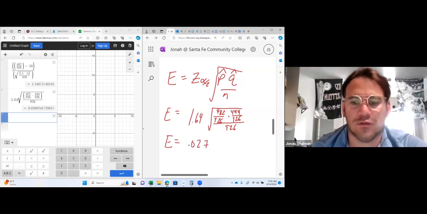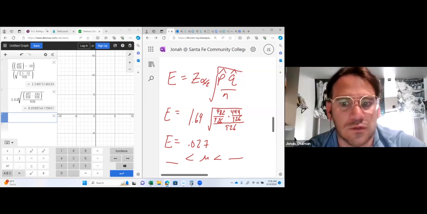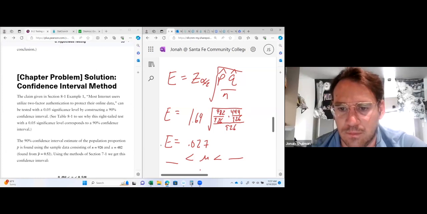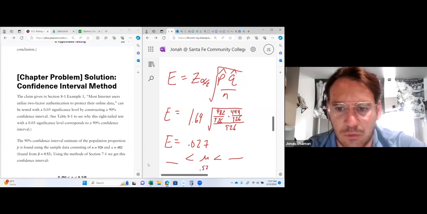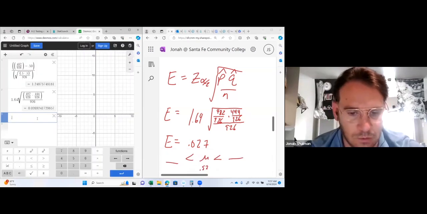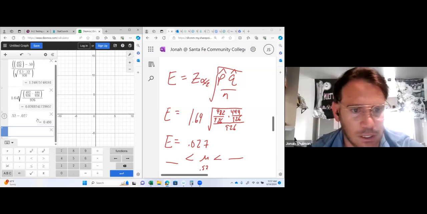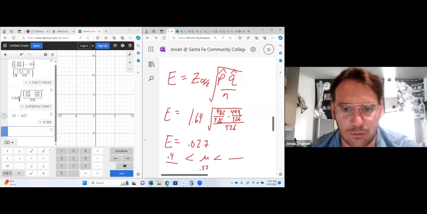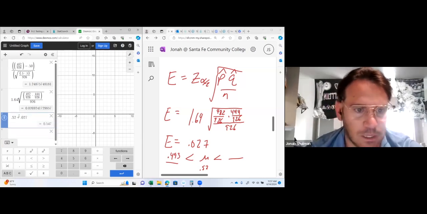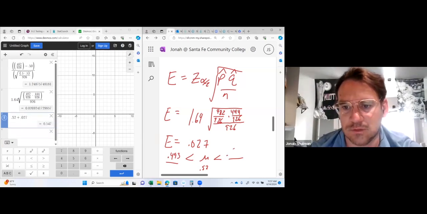Now we have these two values, right? There's our mean in the middle. We're going to be 90% sure it's going to fall between these two values. So our mean was 0.52. So I have to subtract 0.027 from 0.52. 0.52 minus 0.027, and I got 0.493. Then I have to add 0.027. I got 0.547. And let's see if this is the right answer.